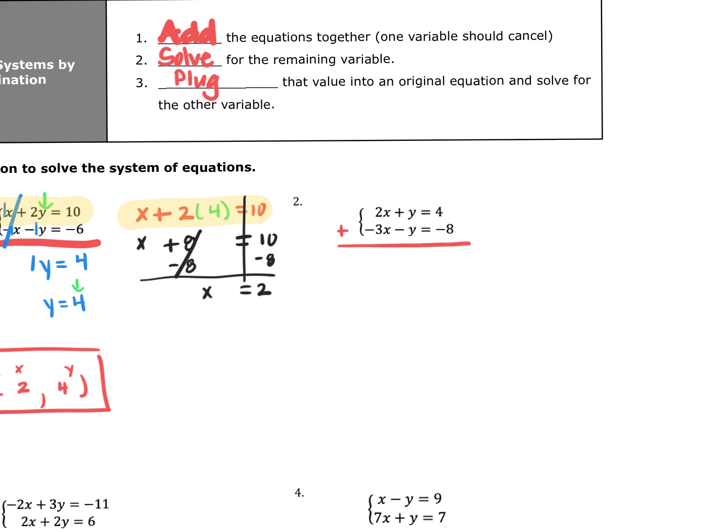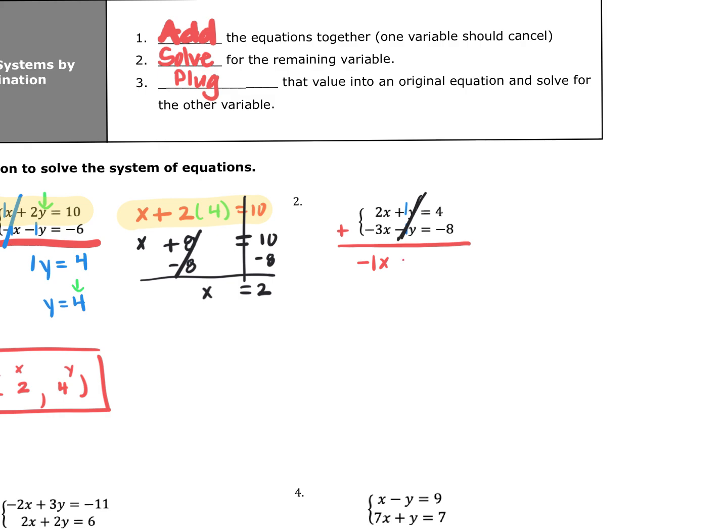Okay, so if I have 2 plus a negative 3, that's going to give me a negative 1x. On these ones, it's really a 1y and a negative 1y. So if you have a positive 1 and a negative 1, those two cancel out. So I'm going to cancel those out right now. Those are no longer there, so I don't have any y's left.